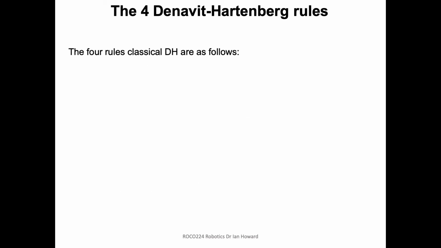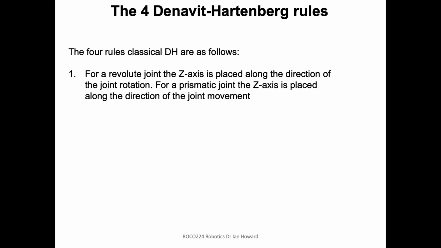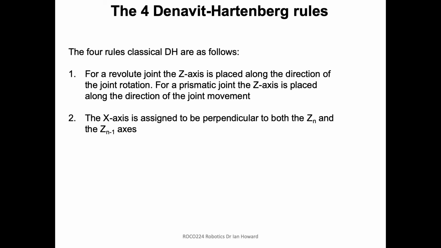So 4 rules for classical DH are as follows. For a revolute joint, the z-axis is placed along the direction of rotation. So in other words, if the thing's got a rotary joint, then the rotary joint axis has got to be used as the z-axis of the frame that we want to put on there. Now, if it's prismatic and it's moving in and out, then we put the z-axis along the direction of the movement instead. Now the x-axis that we then put on has got to be perpendicular, that means at 90 degrees, to the z-axis and also the previous z-axis. That's very important.